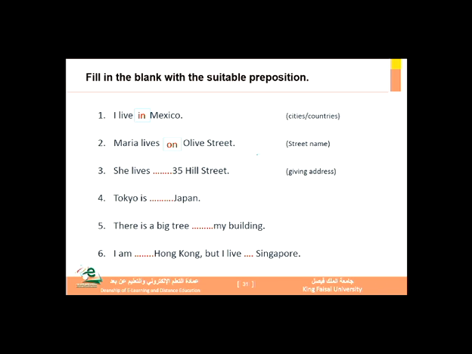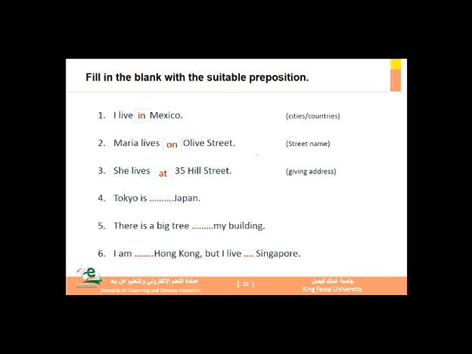In example number 3, she lives 35 Hill Street. Now look, this is the exact address of the subject she, so we have to use a different preposition. She lives at 35 Hill Street. So you need to pay attention. When it is the address, use at. When it is the name of the street, use on. When it is the name of the city or the country, use in.